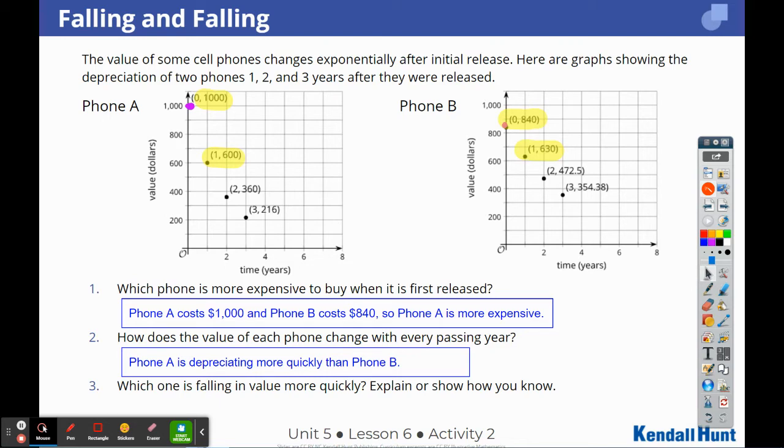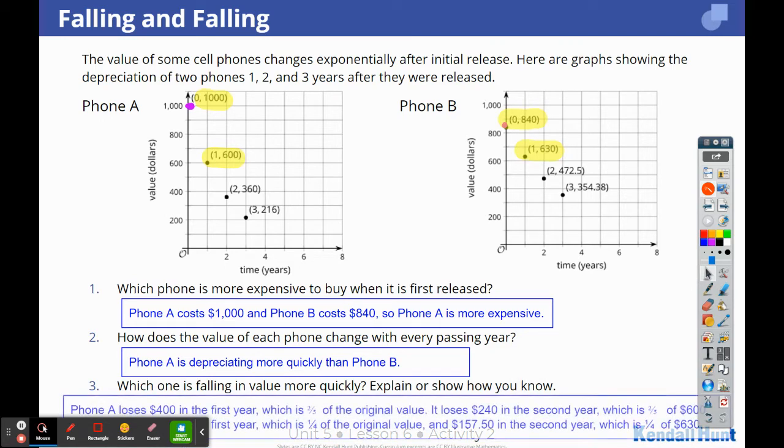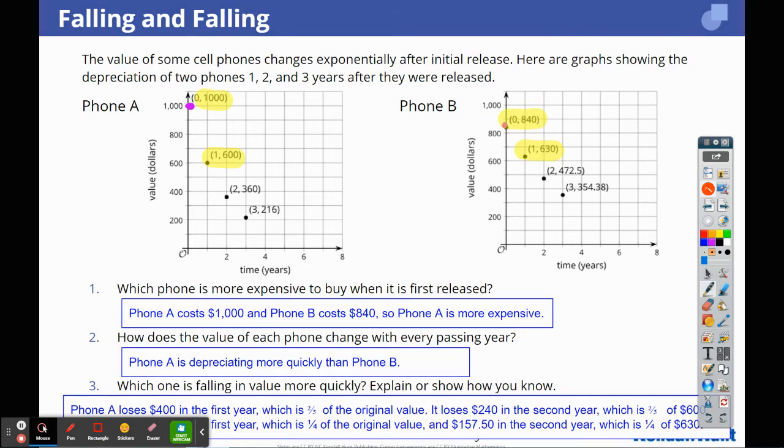Which one is falling in value more quickly? Well, if we want to explain this, we would look at the difference between the first and second year, the second and third year, and so on. So between the initial amount and the first year, it was a difference of $400. You just take the value and subtract the next one, and you get 400. If we take 400 out of 1,000, it would simplify to 2/5. So we've lost 2/5 of the value.